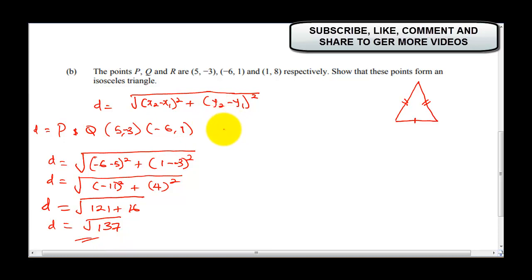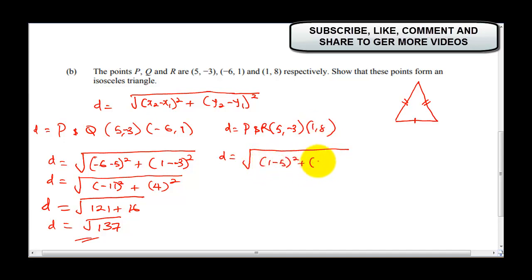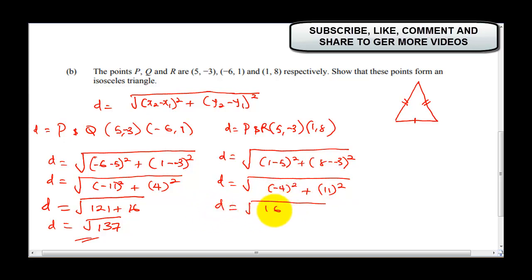So now we've gotten that. Let's look for the distance between P and R. P is (5, -3) and R is (1, 8). Our D is going to be the square root, and you apply the same formula. x2 minus x1 is 1 minus 5, all squared, plus 8 minus 3, all squared. So D is the square root of 1 minus 5, which gives us minus 4 squared, plus 8 minus 3, which gives us 11 squared. Notice that they are the same thing. So 4 squared is 16 plus 121, and D is the square root of 137.